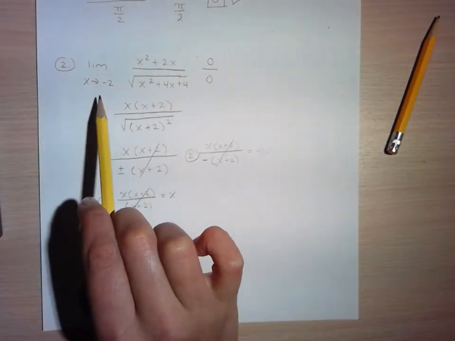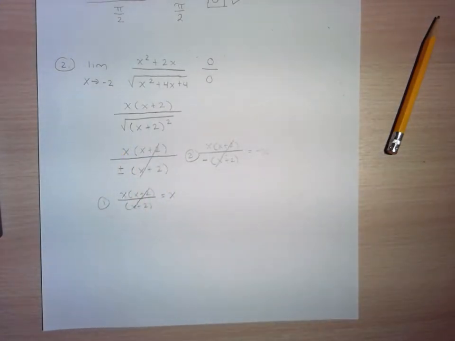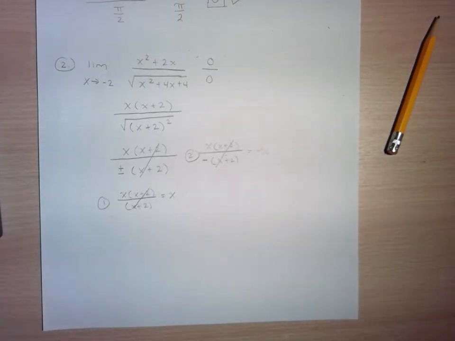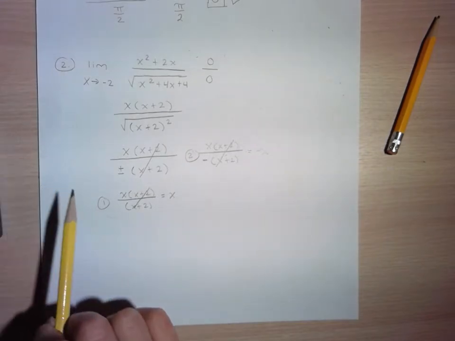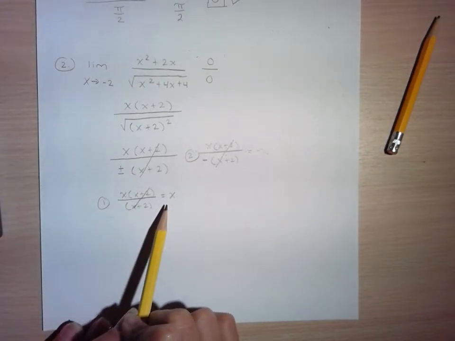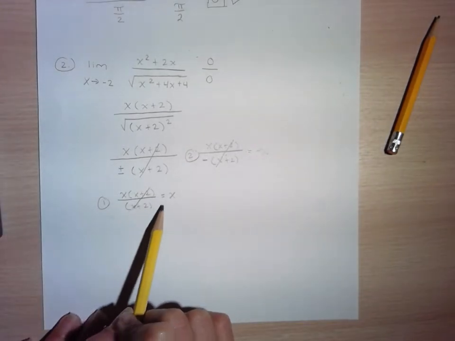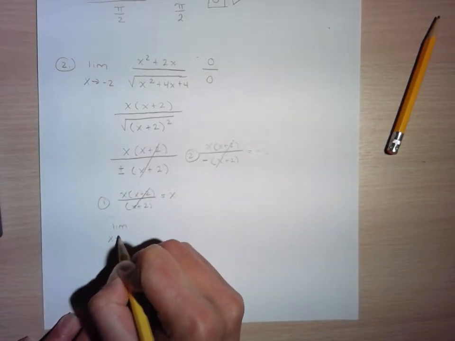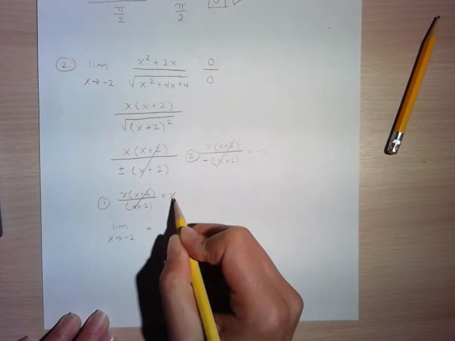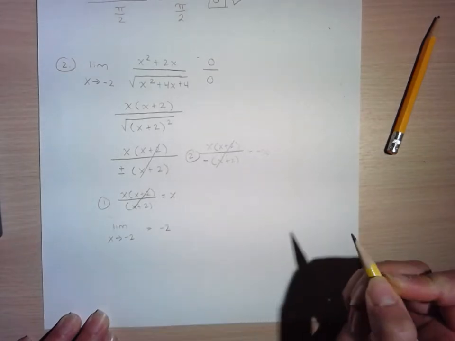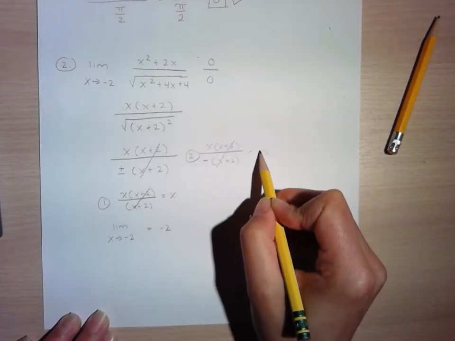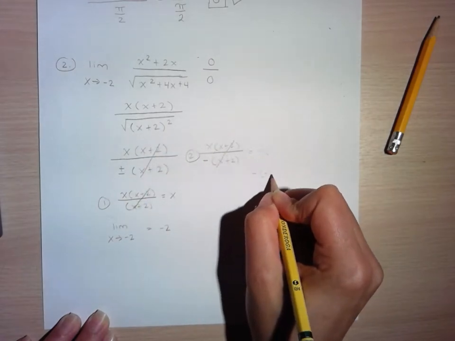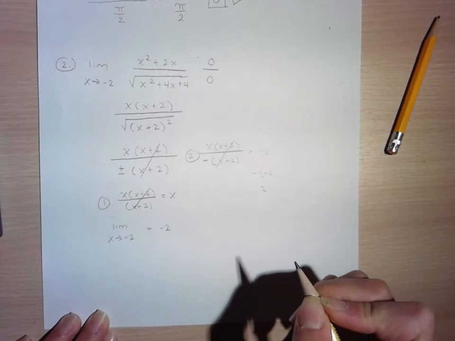But let's see what happens when we plug in the limit, because we know that the limit from the left and the limit from the right need to be the same. Alright, so if I'm approaching x equals -2 from this side, I'm going to get -2. If I'm approaching x from this side, I'm going to get -2, which is +2.